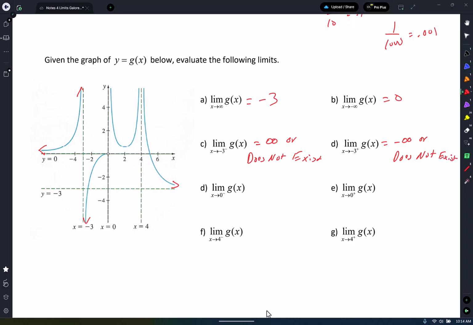Because infinity is a behavior, it's not a number. You're approaching that; you can never reach it. It needs to converge to a number. If you don't approach a number, then the limit doesn't exist. You just keep growing unbounded.